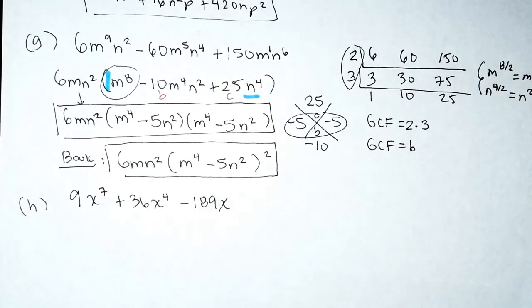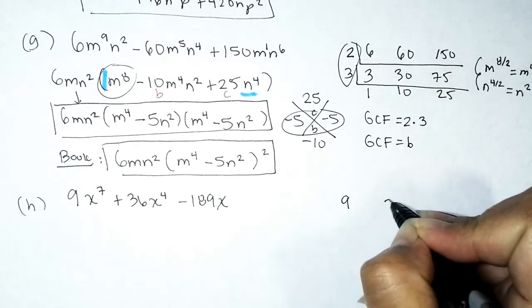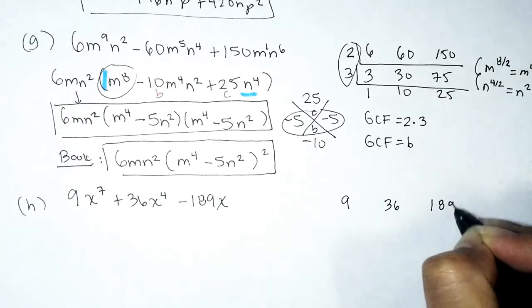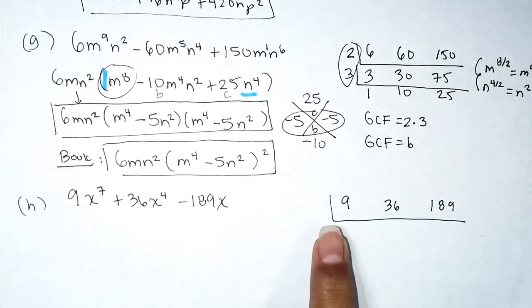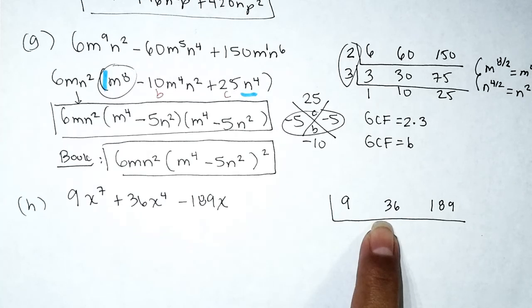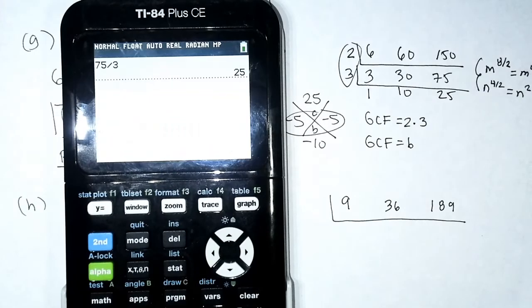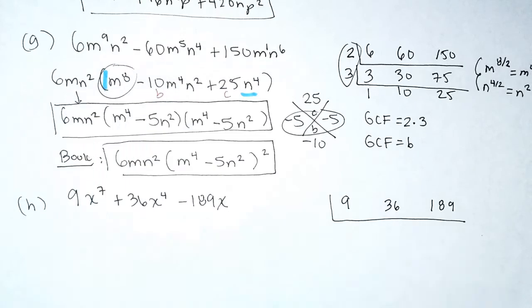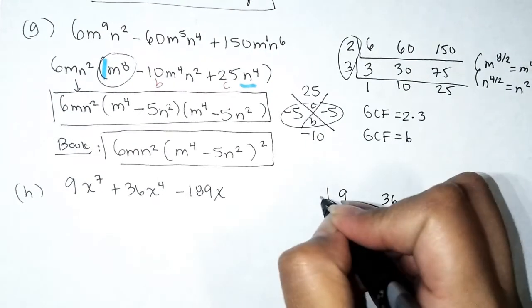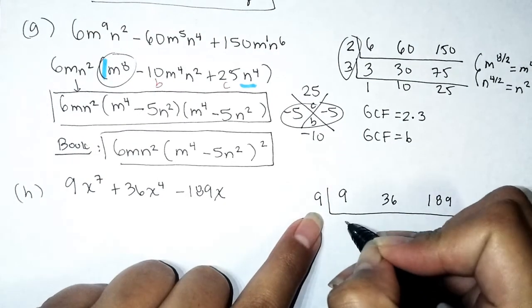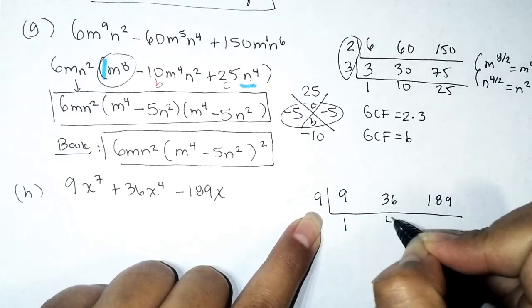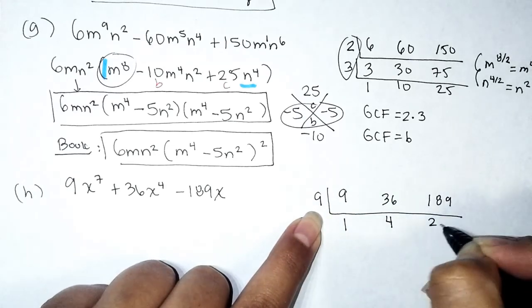First things first, we need to watch out for common factors. For the coefficients, I'm not quite sure. So we have 9, 36, 189. 9 and 36, I know they have a common factor of 9, so we're going to punch it in to see if 9 goes into 189. I think it does 21 times. So we're going to factor out a 9, or divide by 9. 9 goes into itself once, into 36 4 times, and into 189 21 times.